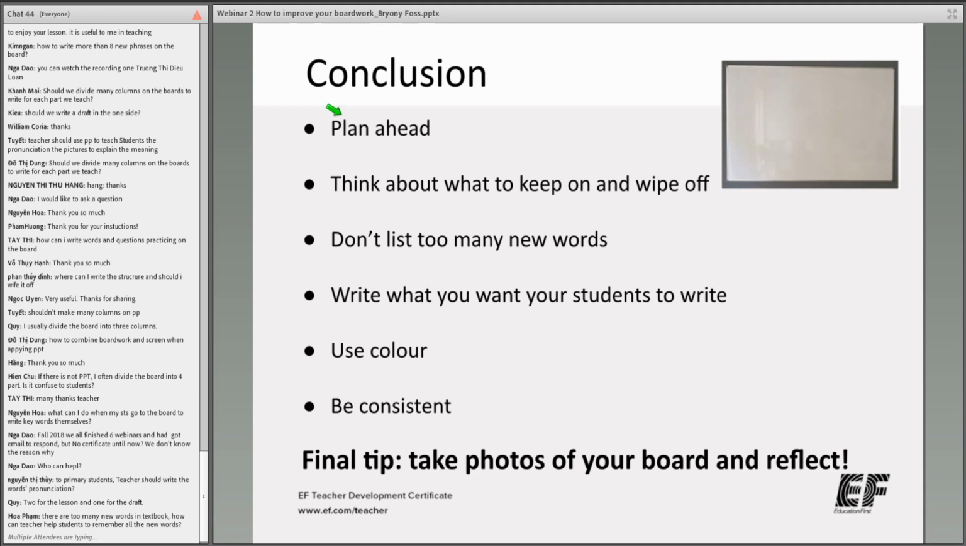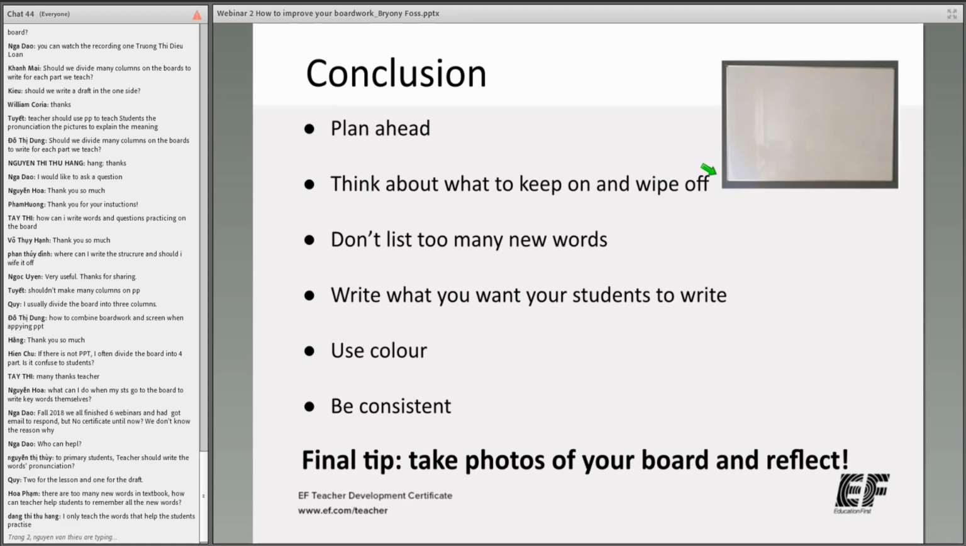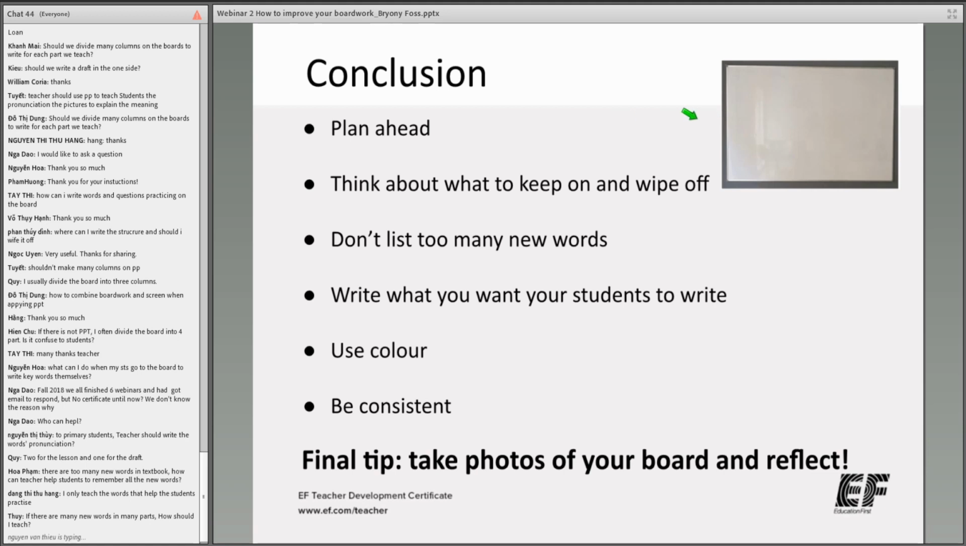If there's no PowerPoint, I often divide the board into 4 parts. Is it confusing for the students? I don't think so. If you very clearly say where your things are on the board and your students understand it, separating it into sections is always a good idea.